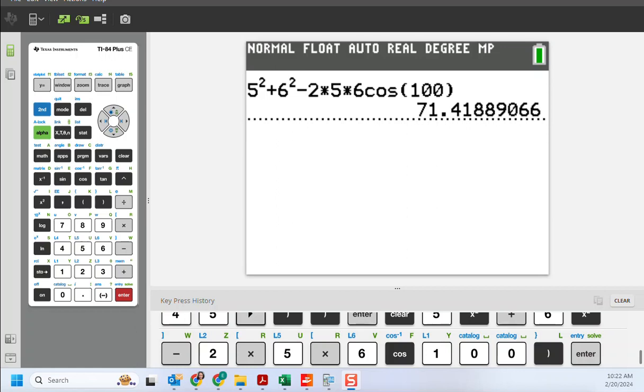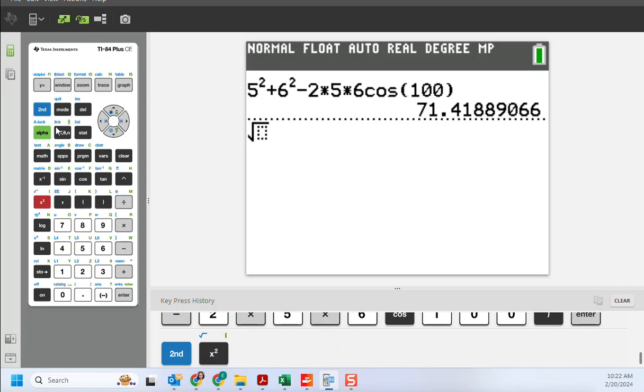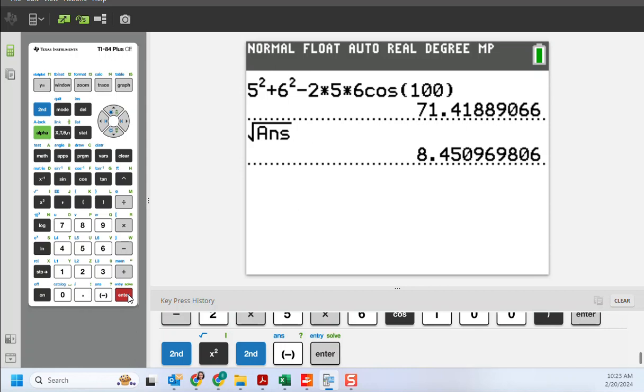Okay, so for x squared, I'm getting 71.4, but I want to use all those values when I square root it. So you can usually do square root, second, and then the negative sign to use your last answer. You guys have other ways of doing that too. But that way I didn't have to give up any of my decimal places. And so I'm getting 8.45 for my 3 sig figs. Okay, and we do have a unit here. What's our unit?